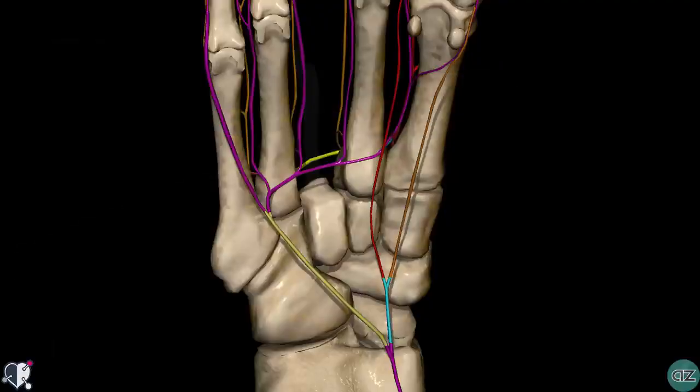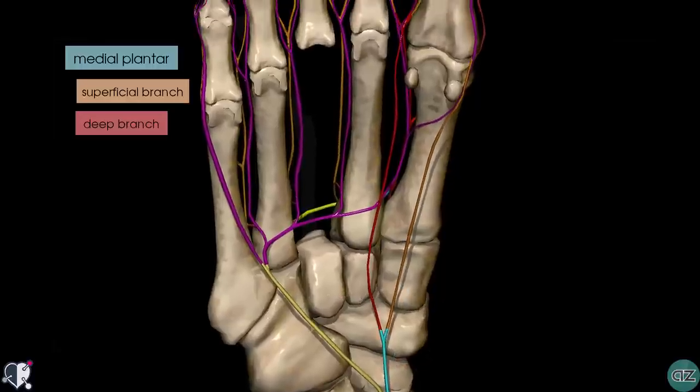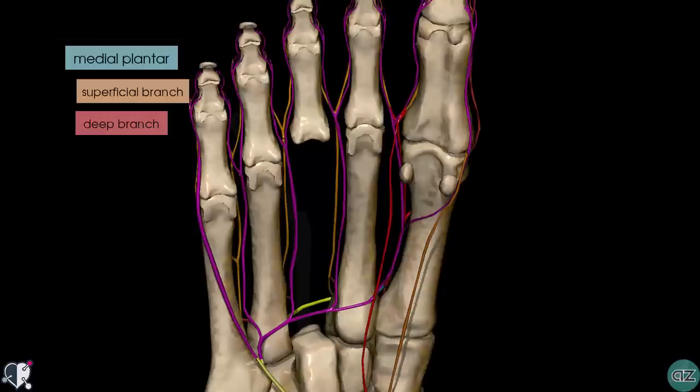I've just rotated the model round so we're looking at a plantar view of the foot. The medial plantar artery is the smaller of the two arteries, and it runs alongside the medial aspect of the foot. It gives off a superficial branch as it approaches the base of the first metatarsal. You can see these two branches here, one in red and one in orange, so there's a deep and a superficial branch. The superficial branch then anastomoses with a branch of the first plantar metatarsal artery, which you can see here.